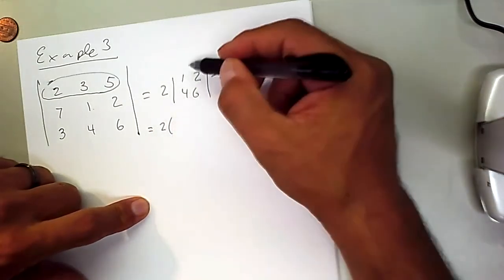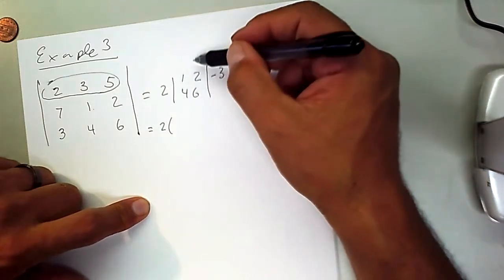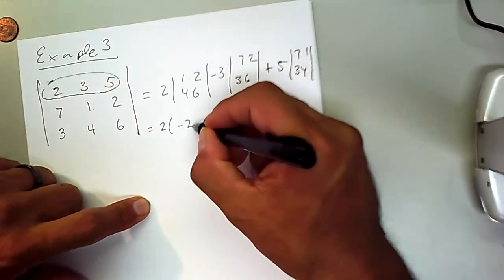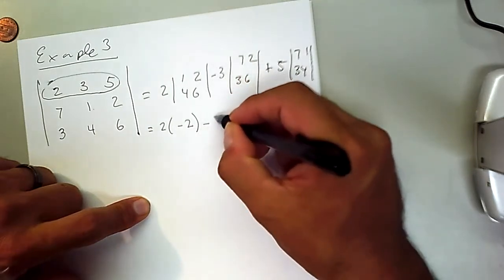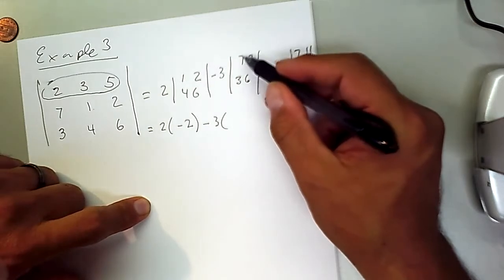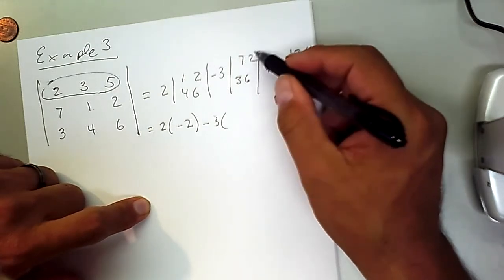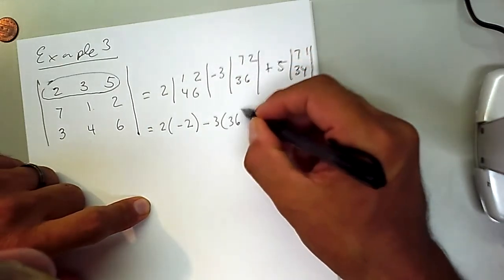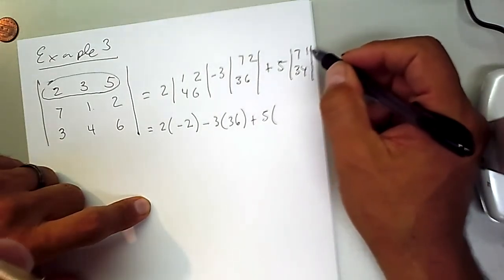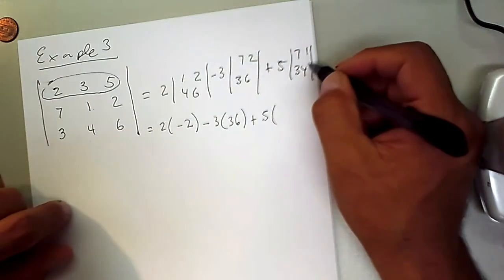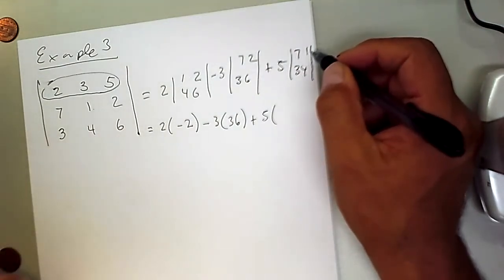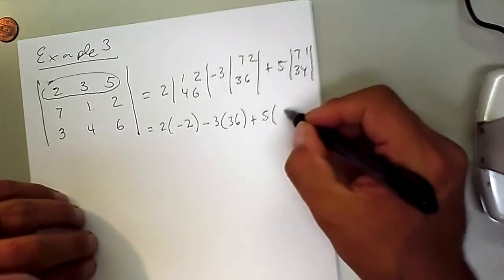Okay, so that is equal to 2, and then try to do this in one shot. There's no need to write everything. So 6 minus 8, that's -2, minus 3 times 7 times 6, that's a big number, 42, minus 6, that's 36, plus 5 times 7 times 4, minus 3. So 7 times 4 is 28, minus 3 is 25.